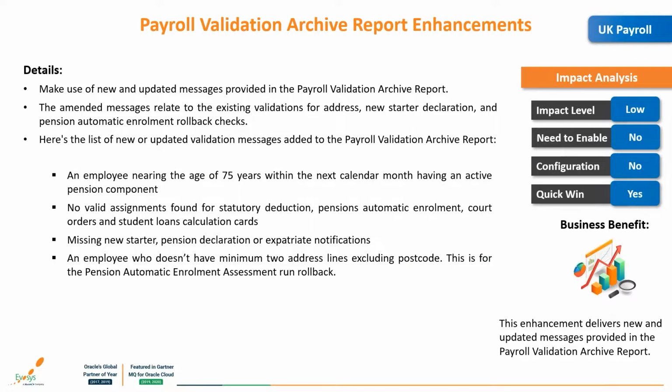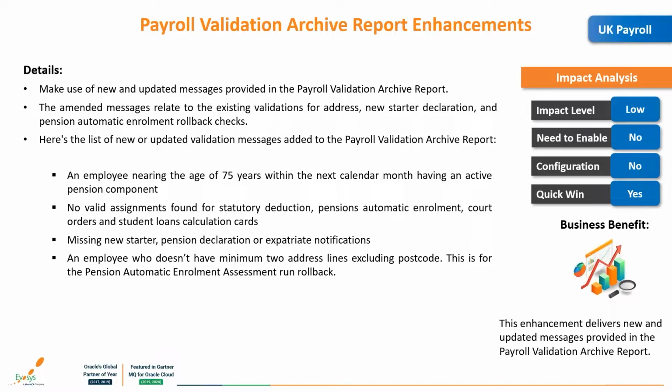The next feature is payroll validation archive report enhancements. This is very specific to the UK payroll. The payroll validation archive for UK provides messages by comparing the data in the application, which is very important for payroll, and it generates the error and warning messages accordingly. This report is usually run before the payroll process is executed, and the data is corrected, and then the payroll process is run. This is the standard best practice that's been suggested.